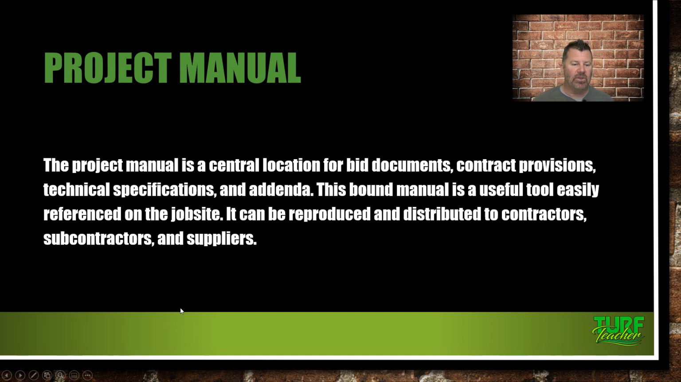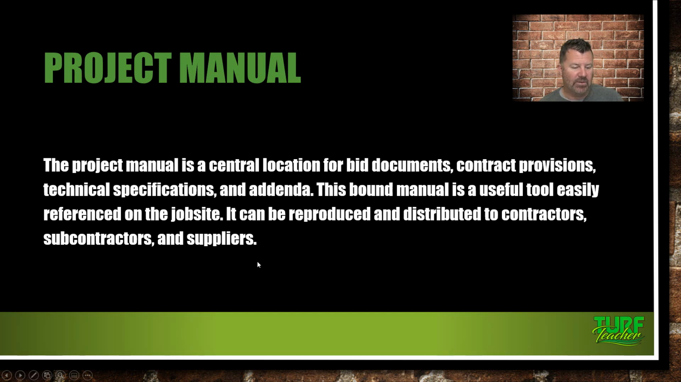Project manual is a central location for bid documents, contract provisions, technical specs, and addendum. This bound manual is a useful tool easily referenced on the job site, so it's going to be in the job site trailer. It can be reproduced and distributed to contractors, subcontractors, and suppliers. And there may be a website, guys, where you can actually log in and get this. And it's probably handled by some of your ReproTech or some of the plan producing people that will print off the plans and the project manual.